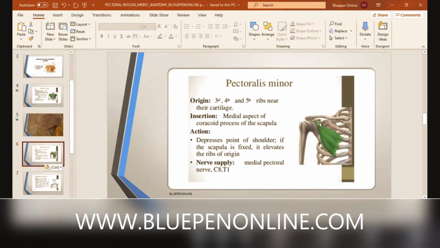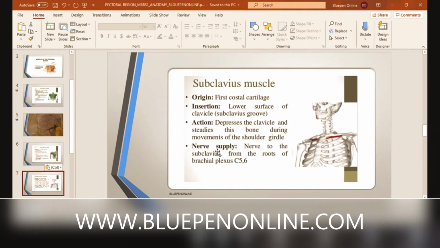And what is the action? It is used for elevating the ribs during respiration. Elevation of the ribs and depression of the shoulder, correct. Then what is the nerve supply of pectoralis minor? Last dissection you may notice. Very good. Medial pectoral nerve. What is the root value? C8 and T1. Very good. Okay, so who is next?